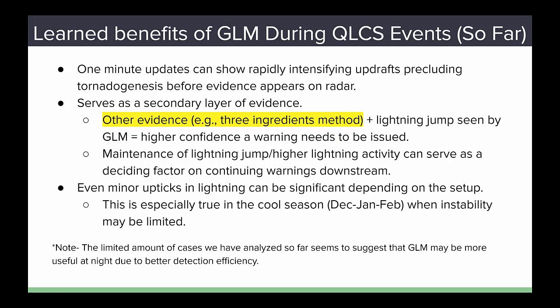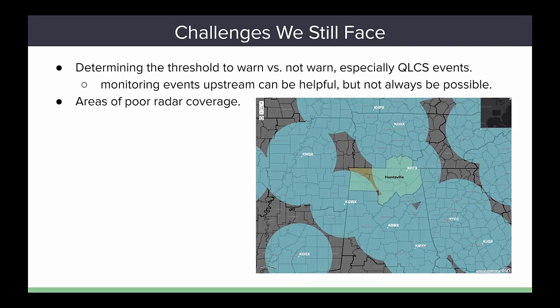And this is especially true for cool season convective events that we have often here in the Tennessee Valley as well. So within the challenges that we still face is determining the threshold to warn versus not warn. I think we all grapple with that, especially in QLCS events, because sometimes the data that we see is not really telling you one way or the other whether or not you should warn. So sometimes the GLM can help tip the scales in favor of warning versus not warning.